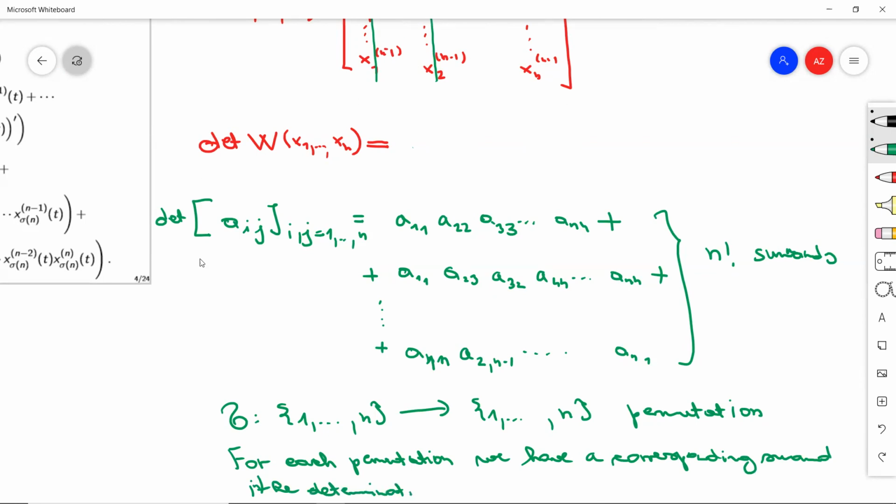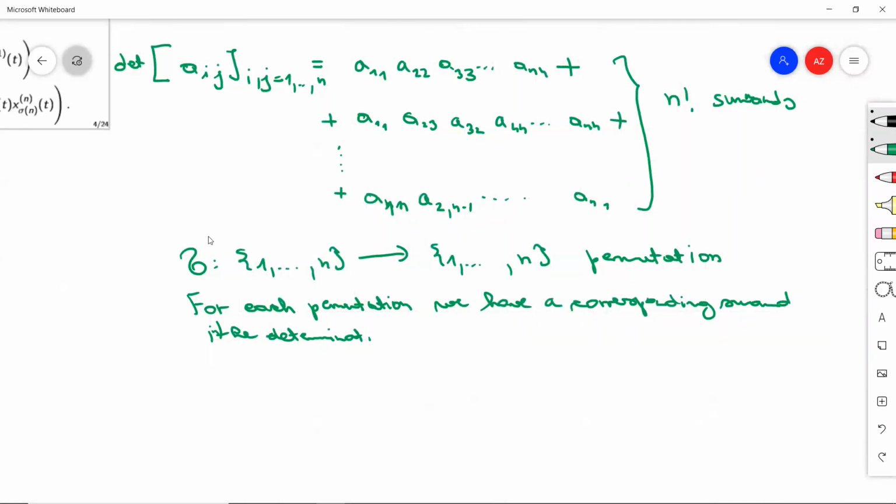And do you remember the signature of the permutation from discrete mathematics? What is the signature of the permutation? Each permutation can be written as the product of transpositions, and the parity of transpositions tells us whether the signature is 1 if the parity is even, and the signature is -1 if the parity is odd. So the signature of the permutation is either 1 or -1.